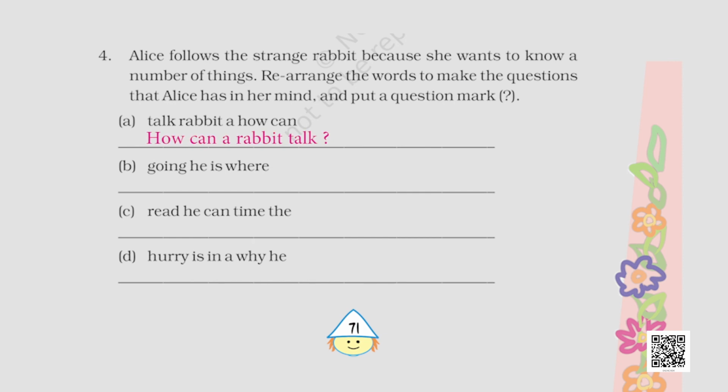Put a question mark at the end of the question. Try the next one. Going, he is where? Where is he going? Question mark. C, read, he can time the. Can he read the time? Right. Question mark. The last one. Hurry is in a way he. Why is he in a hurry? Question mark. Look at these questions that you have written.